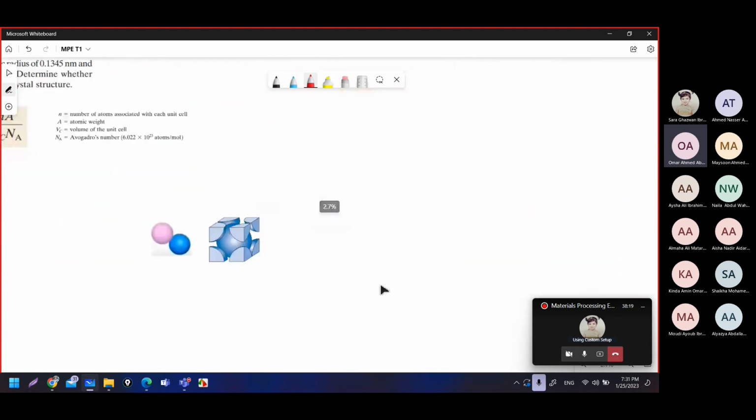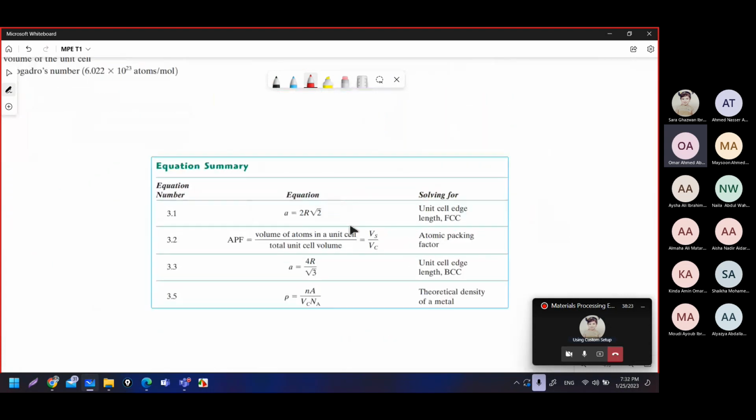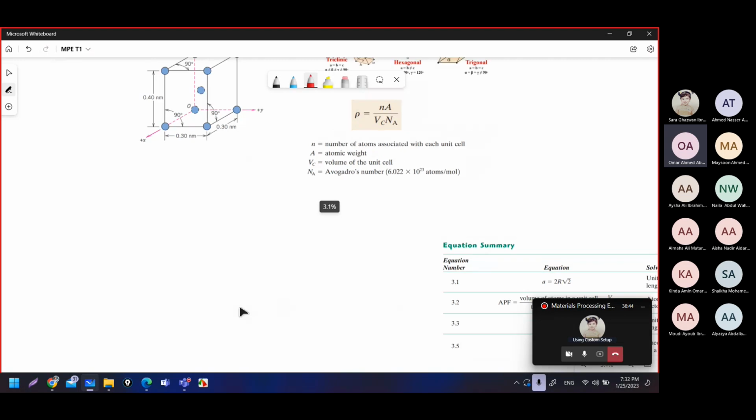So you will have a summary for the relations: the relation between a and R for the FCC, the relation between a and R for the BCC, the equation for the atomic packing factor, and the equation for the theoretical density. These are the equations that we will use in this tutorial only. Next tutorial, inshallah, will be about directions and planes.